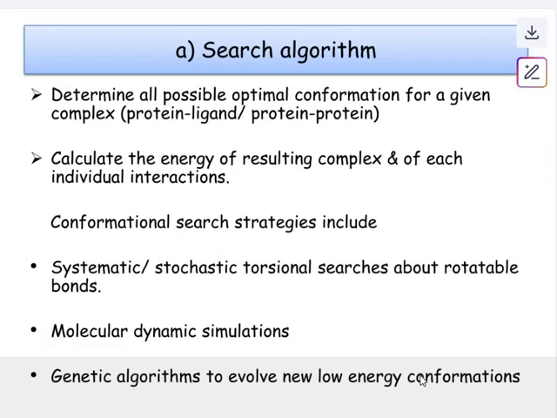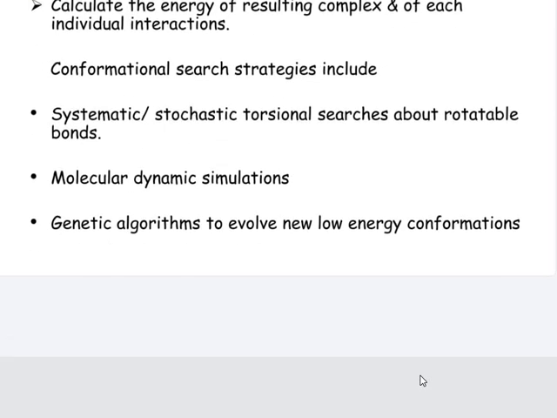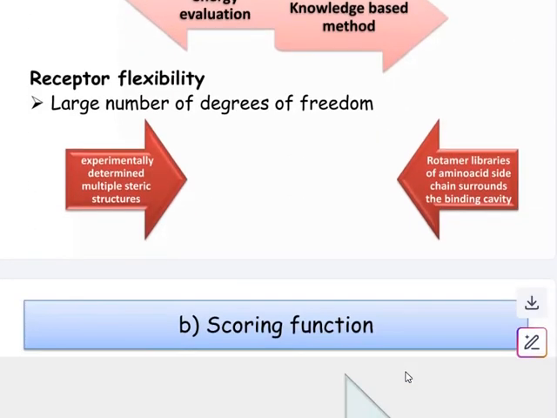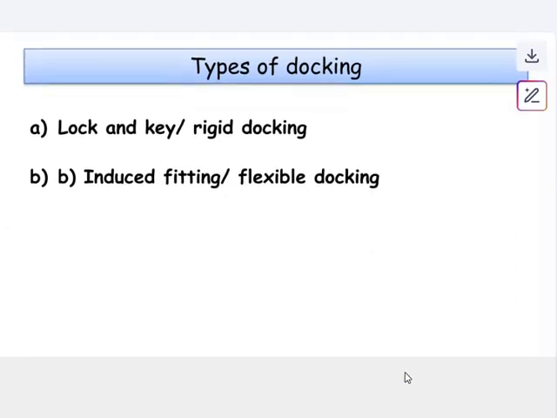So, the search algorithm determines all possible optimal conformations for a given complex, that is the protein-ligand or protein-protein complex. Calculate the energy of the resulting complex and of each individual interaction. Conformational search strategies include systematic, stochastic, torsional searches about the rotatable bonds, molecular dynamics simulation, and genetic algorithms to evolve new low energy conformations. So, ligand flexibility, receptor flexibility. Now, types of docking: the lock and key, rigid docking, and induced fit, flexible docking.